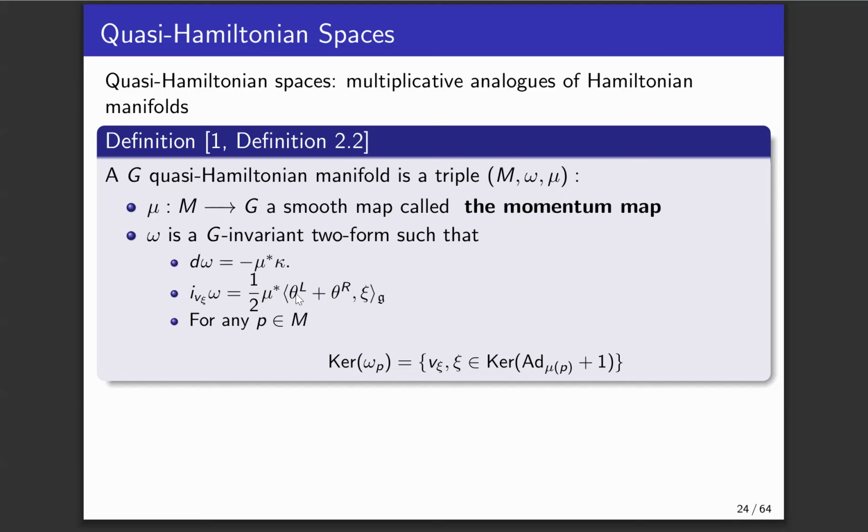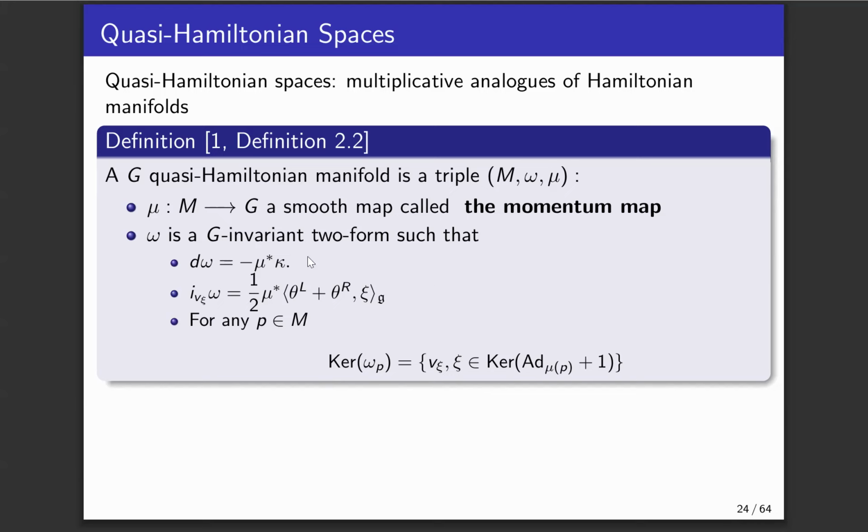For information, theta L and theta R are the left-invariant and right-invariant Maurer-Cartan forms defined on the Lie algebra. And for any point p in the manifold itself, we have this description of the kernel of omega_p in terms of the V_xi, where V_xi is the vector field on M generated by the action of xi on M itself.